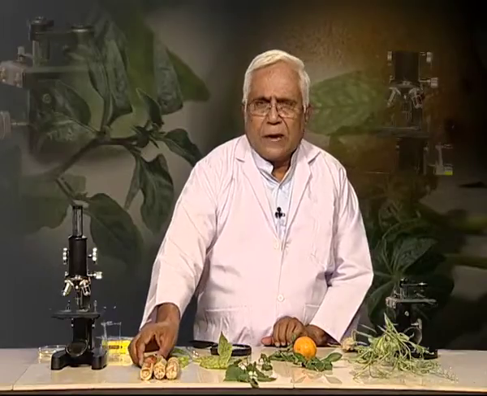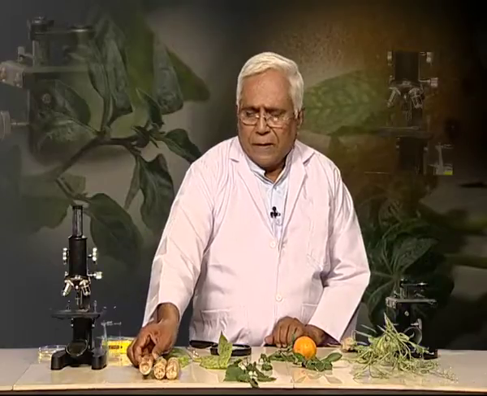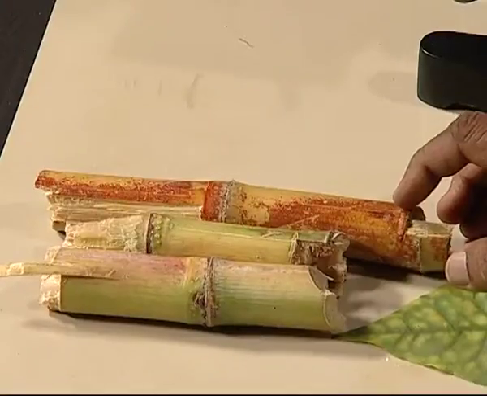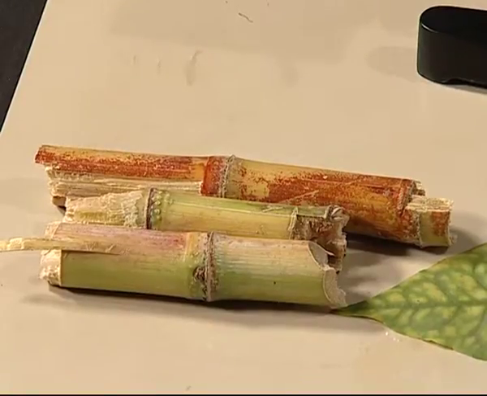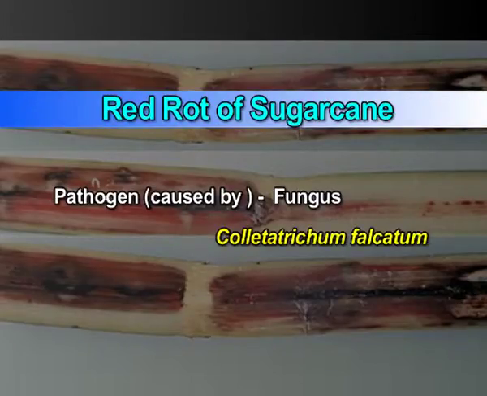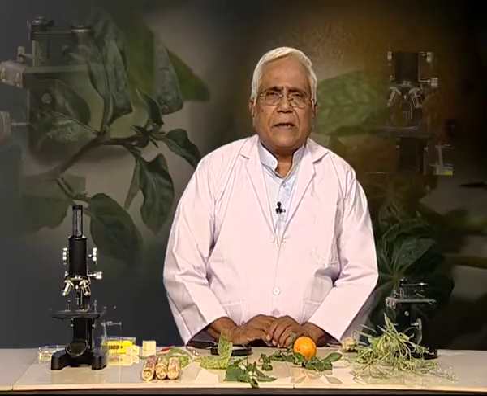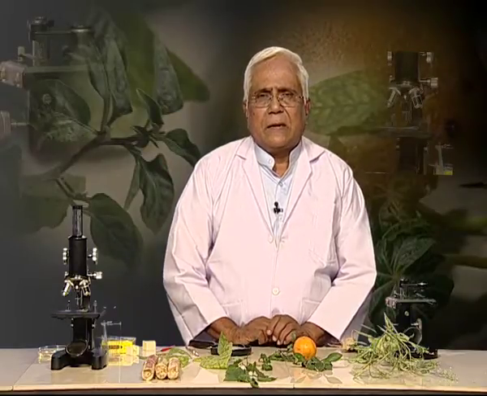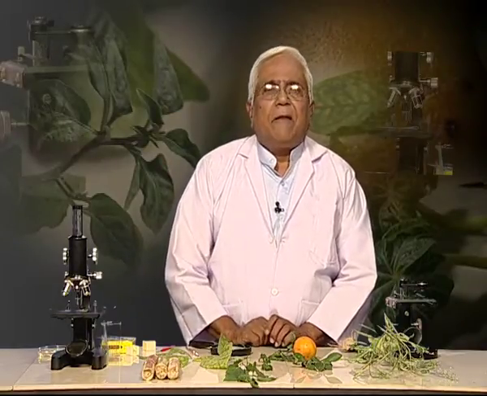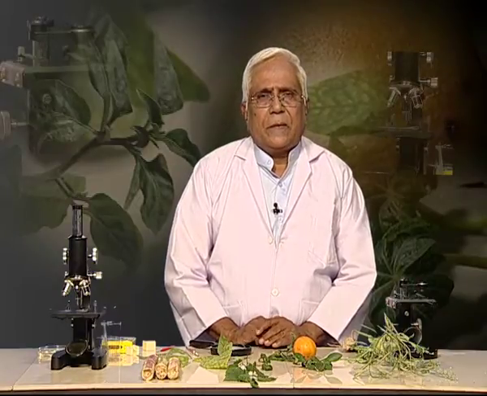We have one more example of fungal disease, red rot of sugarcane. This is caused again by a fungus. The name of the fungus is Colletotrichum falcatum. Whenever the fungus infects, the yield decreases because it blocks the vascular elements.